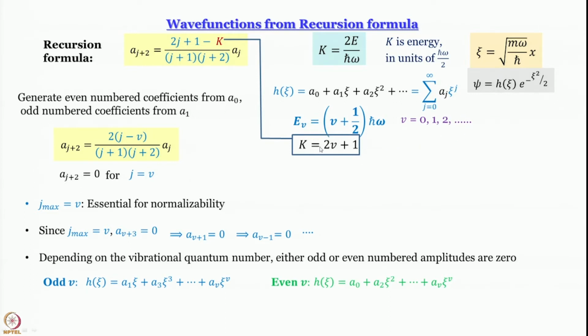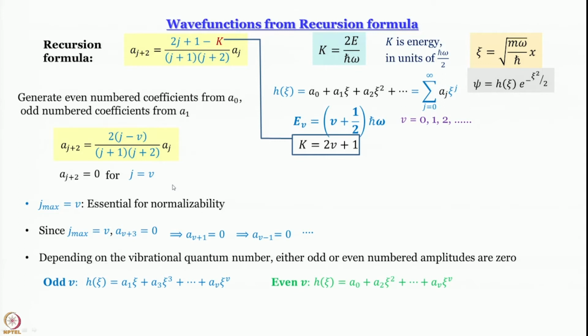If you remember, for very large values of xi it is a constant, but for all values of xi, what is the general expression? To know that, we have expressed this as a power series. H of xi is the sum over j equal to 0 to infinity of aj xi to the power j. Then we wrote the recursion formula for aj plus 2 in terms of aj, and there we put in j minus v. Hence we have proved that j max is equal to v.